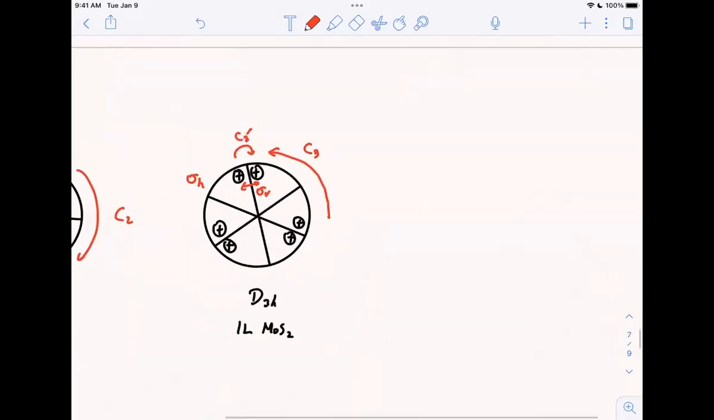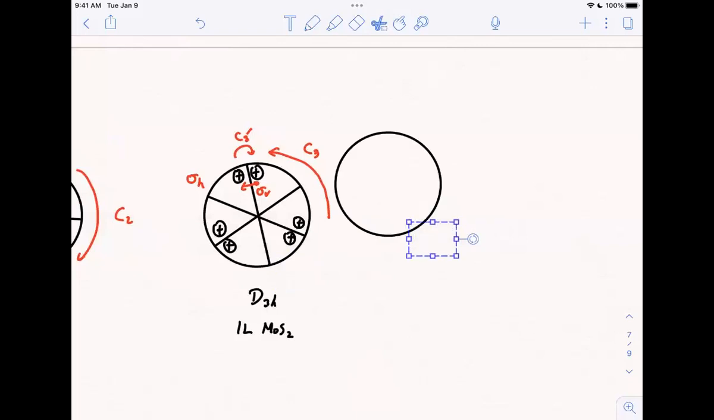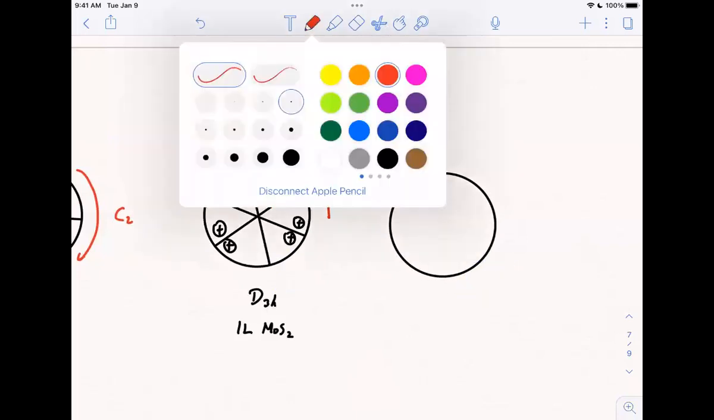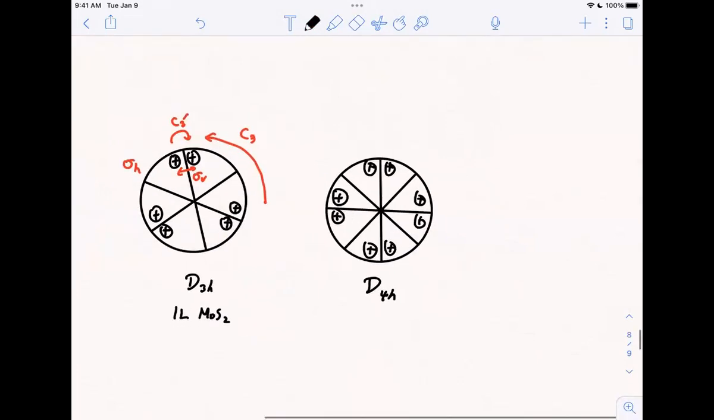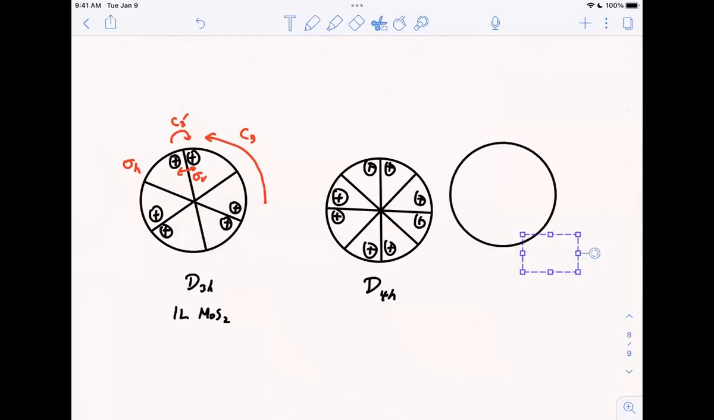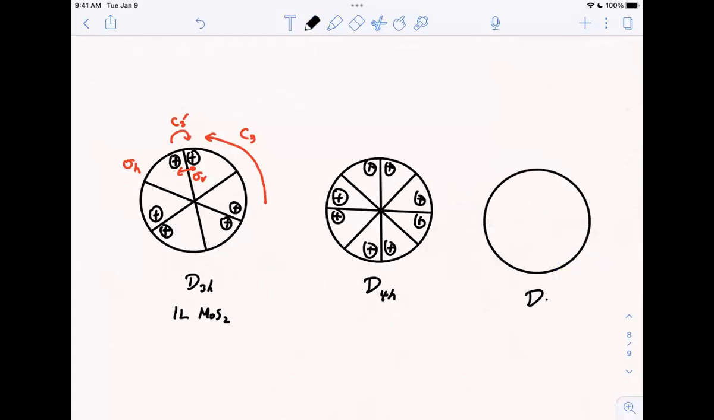Okay, and then you have a C4H, a D4, D4H. Then this one, I just go faster. Okay, so similarly, you have D4. So the main difference is that it is C3, C4. Okay, the last one is for graphene. So this is D6H. This is for graphene.